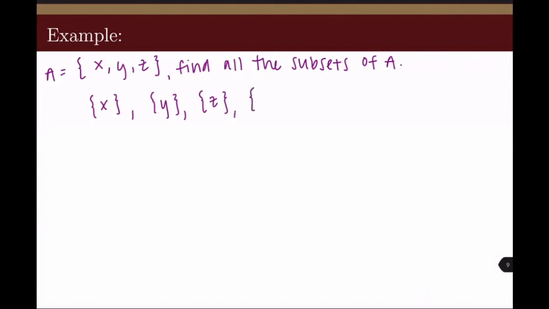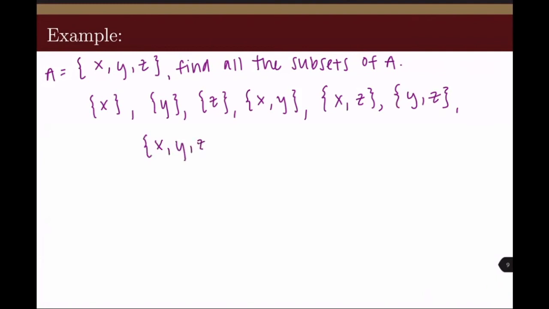Now let's do the 2 elements, X, Y. I can have X, Z, and I can have Y, Z. The other thing I can have is the set itself, X, Y, Z. Because this set, X, Y, Z, is a subset of A because all of its elements are in A. Even though it is the same set, we would still count it.